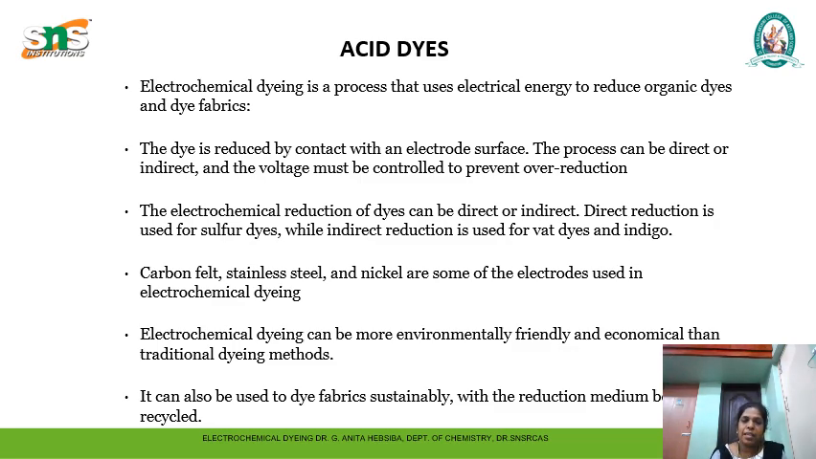Carbon felt, stainless steel, and nickel were some of the electrodes used in electrochemical dyeing. We need a cathode and an anode for this electrochemical dyeing to take place. Some of the electrodes are listed here. Electrochemical dyeing can be more environmentally friendly and economical than traditional dyeing methods. It can also be used to dye fabrics sustainably with a reduction medium which can be recycled.